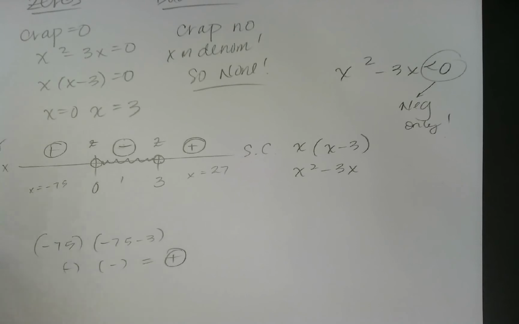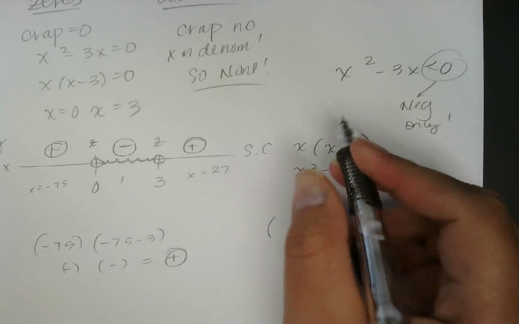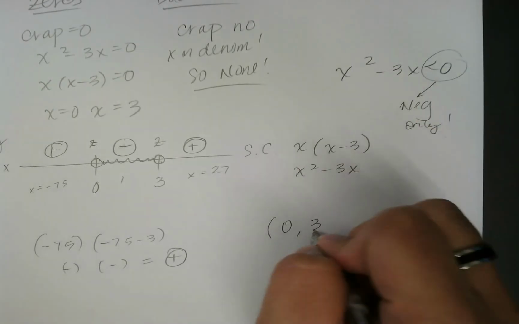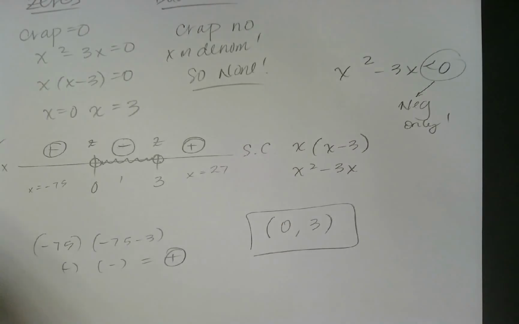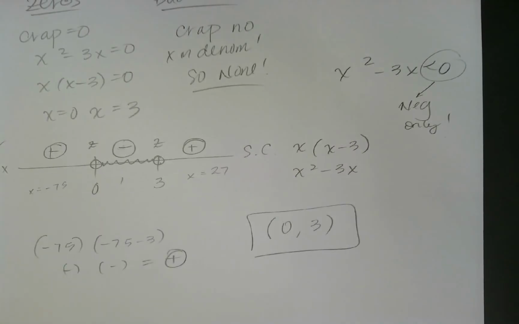Okay. Alright, so those are the x's that give you negative outcomes or outputs, however you want to say it. Not including the zeros because there's no equal sign, so I have 0 to 3. Bam, done. Okay. Questions, comments, concerns, no complaints.